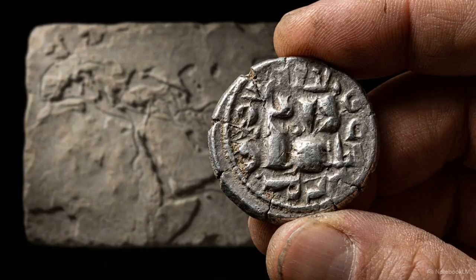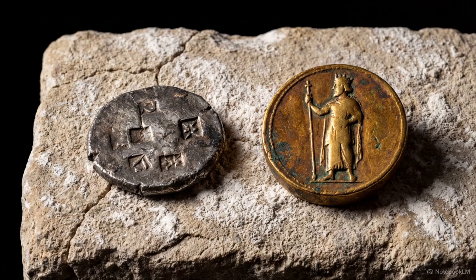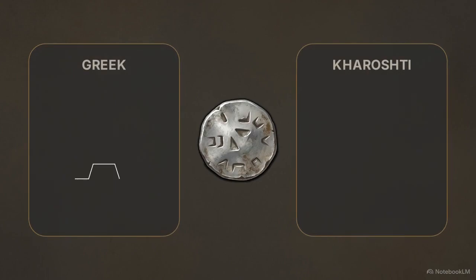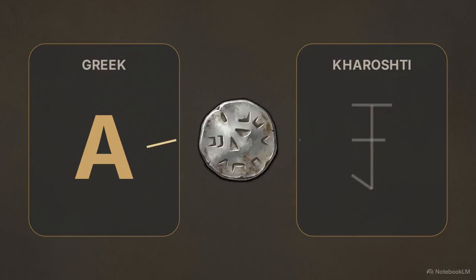To track actual economic velocity, we have to look at numismatics, the study of physical currency. The record begins with crude, punch-marked silver and copper, but soon evolves into highly sophisticated bilingual coins minted by Indo-Greek kings. These bilingual coins functioned as a linguistic bridge. By identifying the known Greek names of kings on one side, scholars were able to identify the corresponding characters in the unknown Kharosthi script on the reverse.